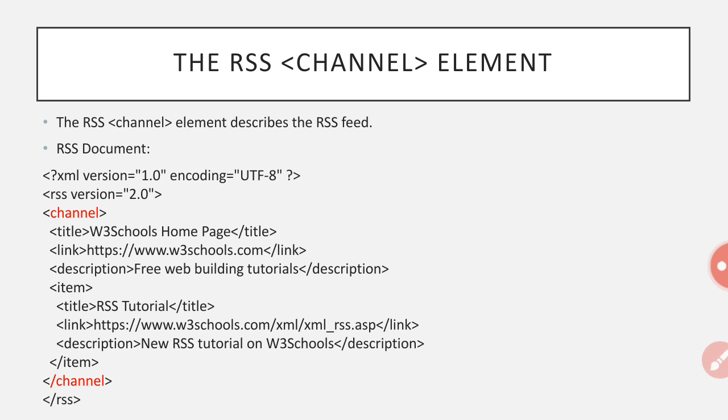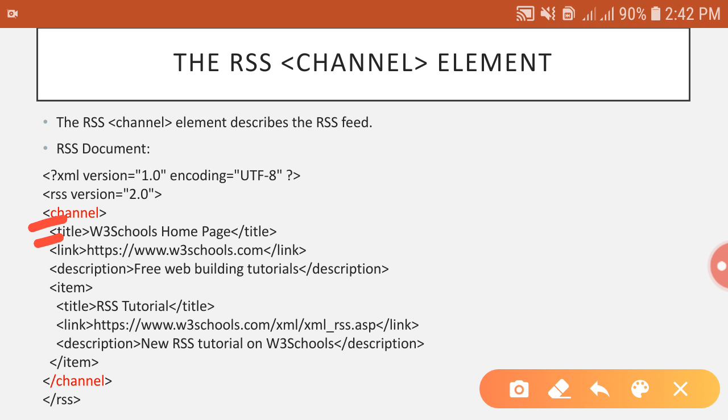So we will see in detail the first RSS channel element. As I have said earlier in the last video, the channel element of RSS describes the RSS feed. It has three required elements called title, link and description. Title defines the title of the channel, link defines the hyperlink to the channel, and description describes the channel. The channel element usually contains one or more item elements, right?